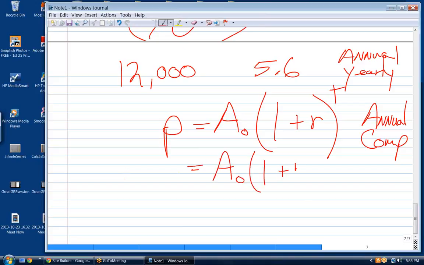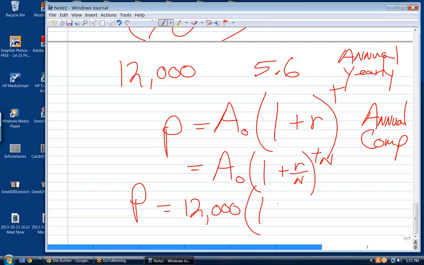So it's 1 plus r divided by n to the power of nt. Okay, so the principal after 3 years is your starting principal times 1 plus, and this rate has to be converted to a decimal, so it's 0.056 divided by what? This is daily. 365. Is leap year 366 days then? Yes. Okay. 365 to the power of 3 times 365.